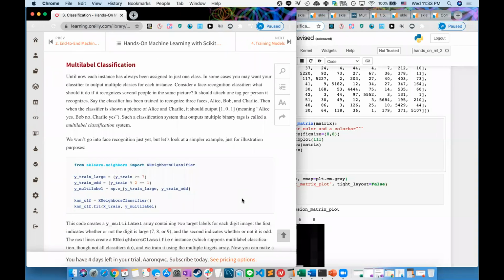Any thoughts? Any further thoughts on this section? No? Okay. Let's keep going.